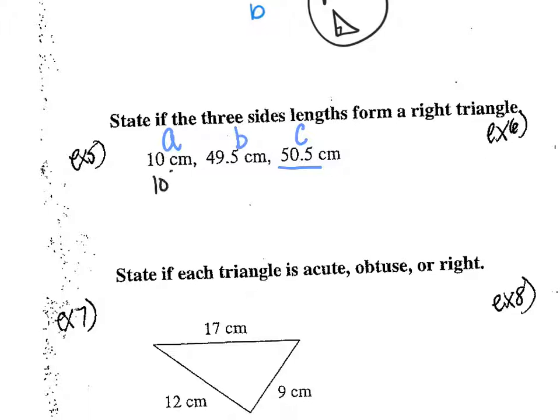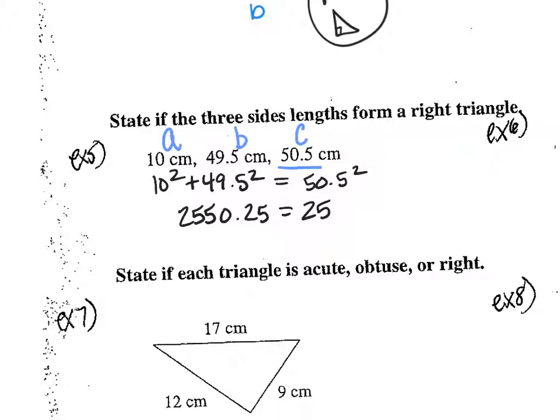So let's see if 10 squared plus 49.5 squared equals 50.5 squared. So I'm going to plug it all in. 10 squared plus 49.5 squared equals 2,550.25. And 50.5 squared is, oh my gosh, 2,550.25. They're the same. So if they're the same, what does that mean? It's a right triangle. Yay.